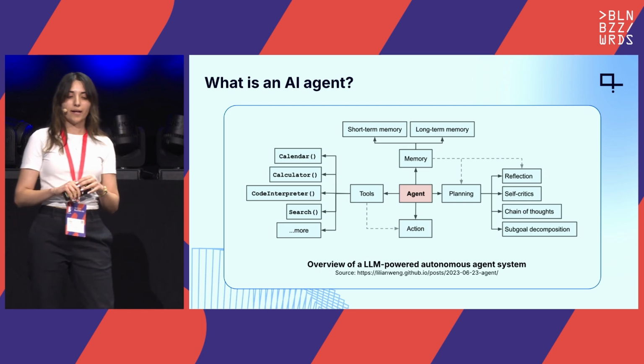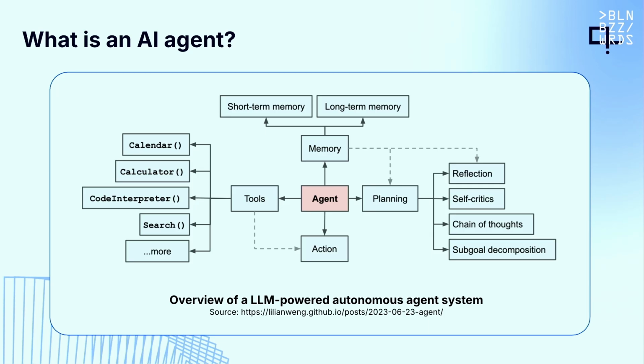And here's another depiction of an AI agent. This is from Lilian Weng's blog post written almost 2 years ago, but I think it's still very relevant. So you see the agent in the middle, and there are different components like planning, action, tools, memory. In the planning section, you see reflection, self-critics, chain of thought, sub-goal decomposition, and the agent takes some actions by using those tools, but you see there's also a direct arrow to action, so it doesn't always have to use the tools.